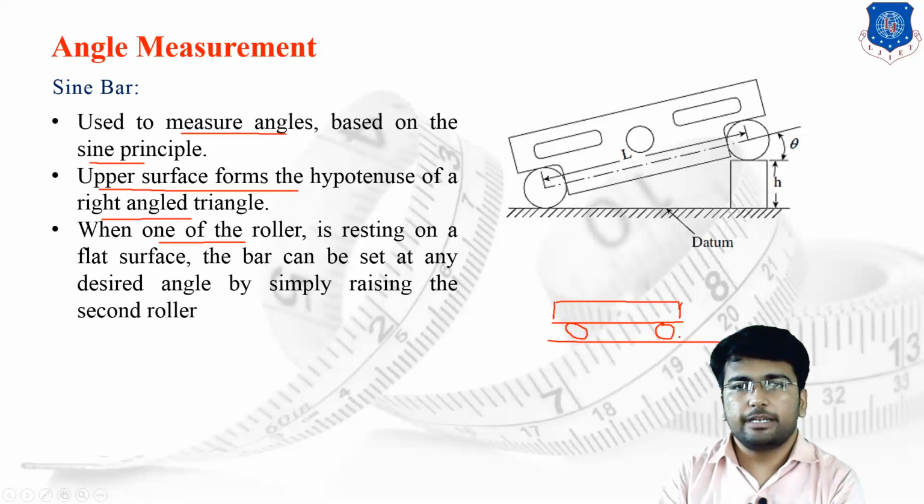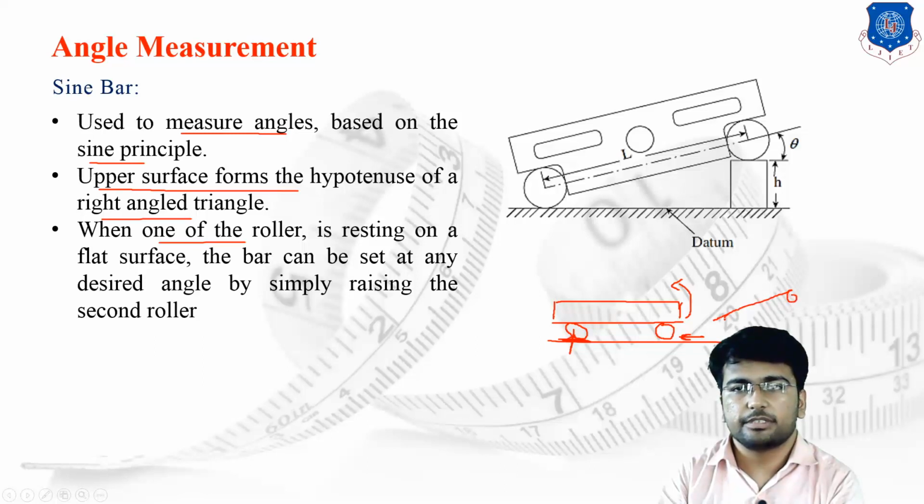If I have to provide the workpiece over here, what I am supposed to do is simply lift one roller, and the other roller stands over the flat surface. So this particular roller will not change its original position. We simply lift this particular roller, and the final position is like this.